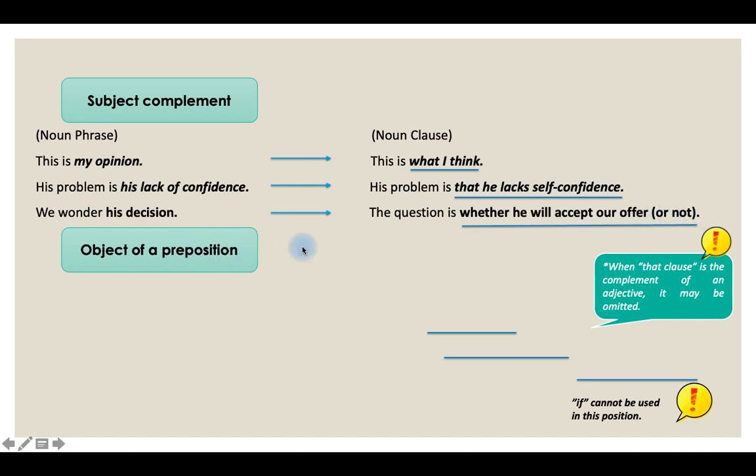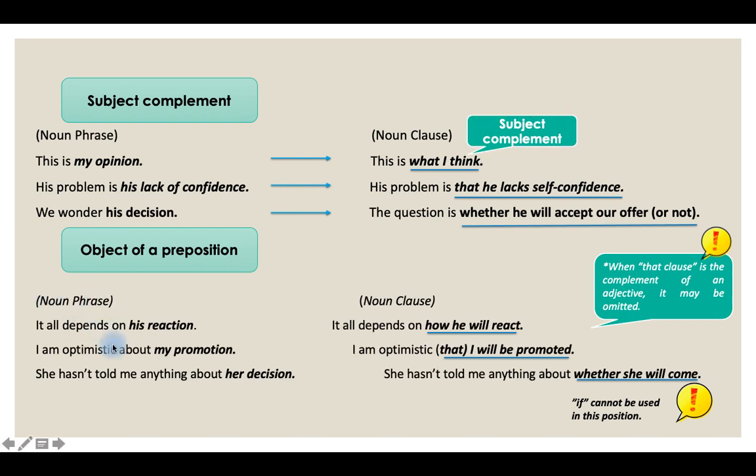What about prepositions? Object of a preposition. It all depends on his reaction, yeah? So on the left, you remember that we have noun phrases, nouns, basically, and noun with a pronoun. We call it a noun phrase. And on the right, we have sentences with noun clauses. It all depends on his reaction. It all depends on how he will react.